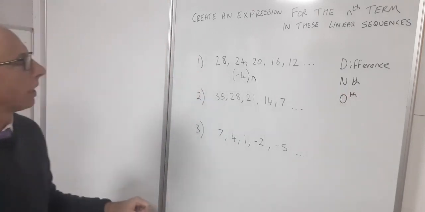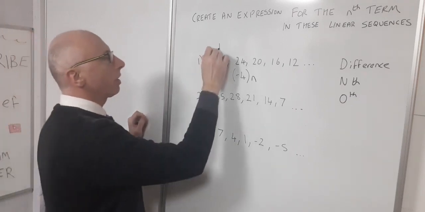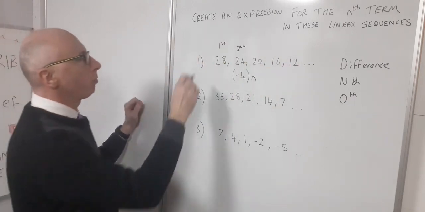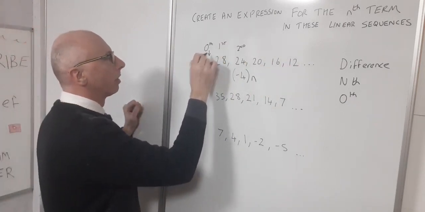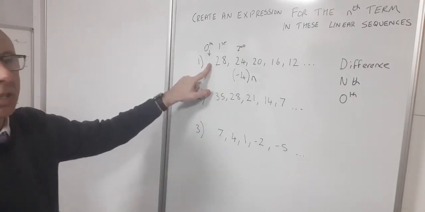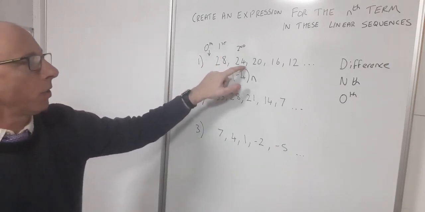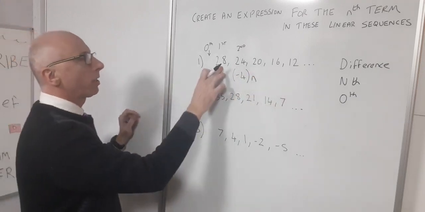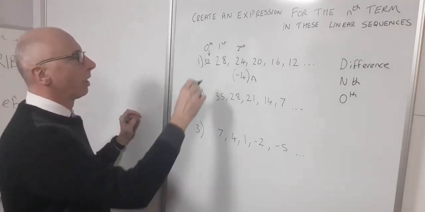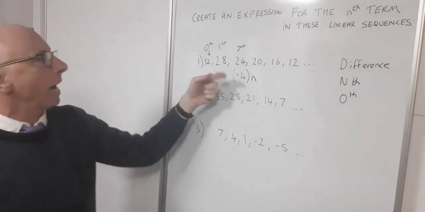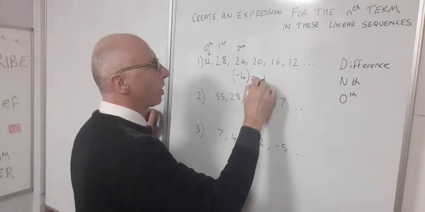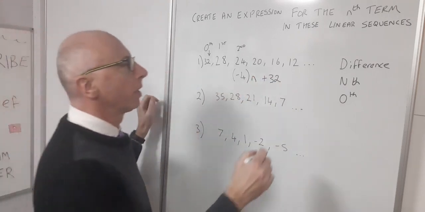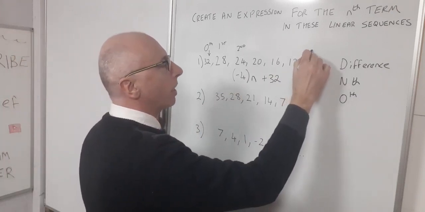So 0th. Now this first sequence here, this is our first one, this is our second one, and so on. Now our 0th term would be in here. What number would we put in here for the 0th term? Well, as we're subtracting 4 going in this direction, we'll need to add 4 going in this direction. So 28 plus 4 is 32. And then we add our 0th term onto our solution here. So that's 32.